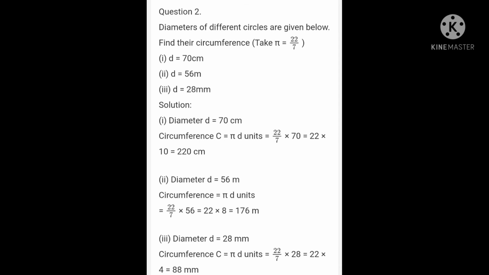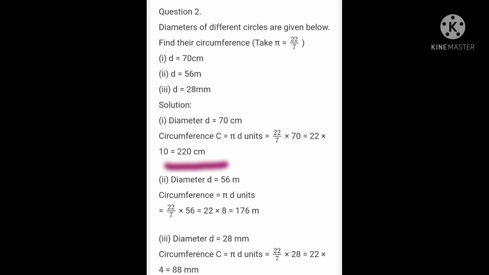Now second question, diameters of different circles are given below, find the circumference. Take pi is equal to 22 by 7. Now first question, d is equal to 70 centimeter is given. Here we are going to apply pi d formula because diameter is given. Pi is equal to 22 by 7 into d is equal to 70. So 22 by 7 into 70, the denominator 7 and numerator 70 will be cancelled. We will get 10. So 22 into 10, we get the answer, 220 centimeter.